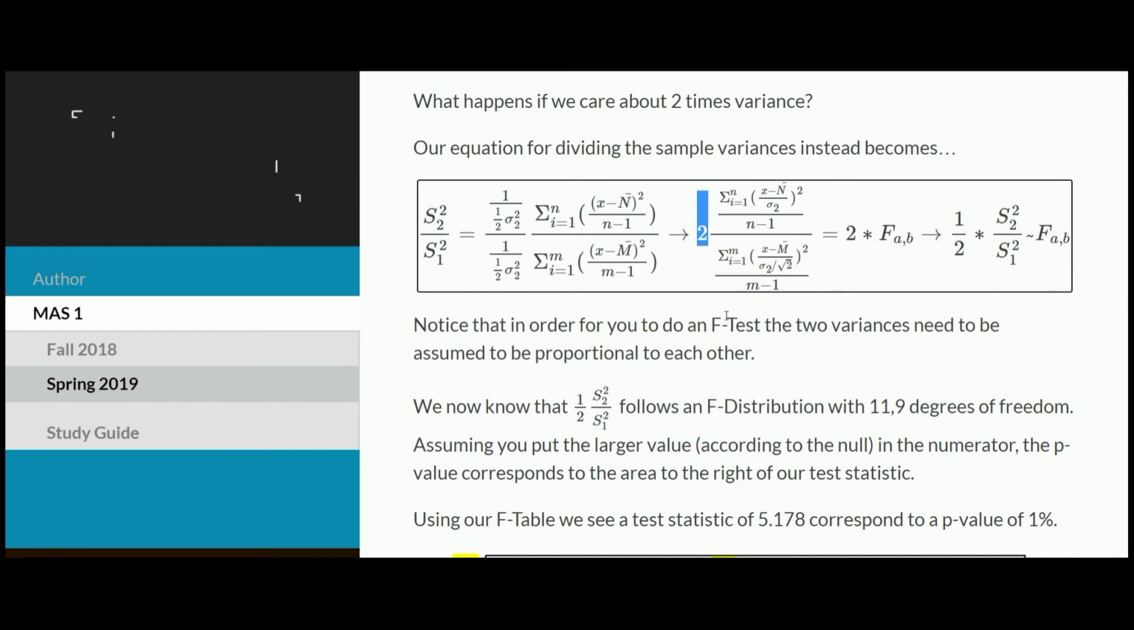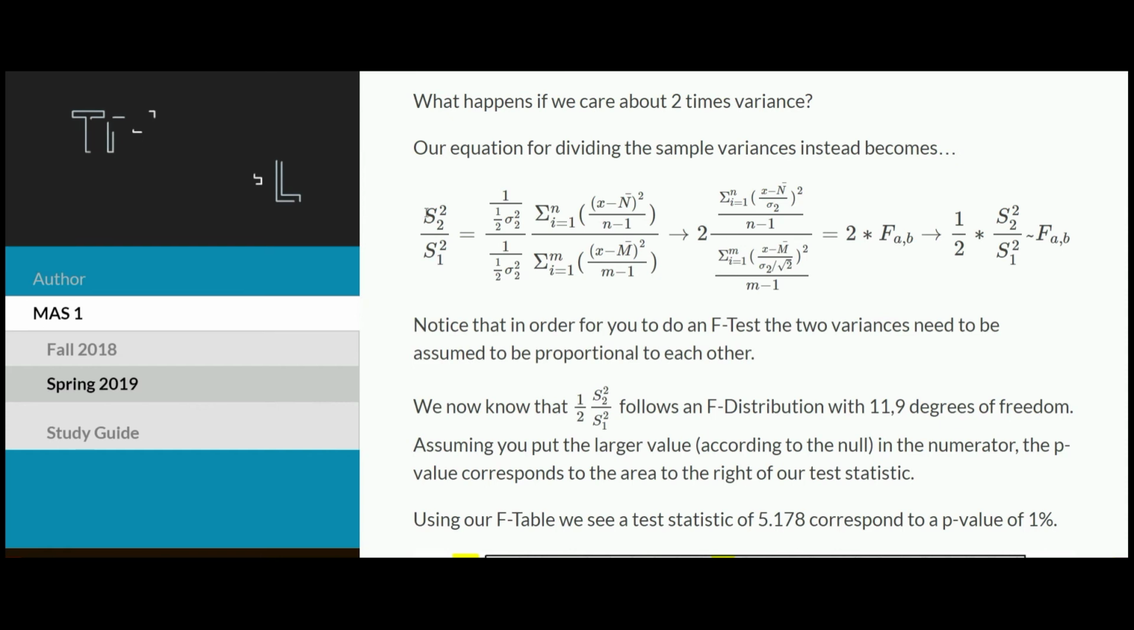So to summarize, we have sigma sub 2 squared divided by sigma sub 1 squared is equivalent to 2 times this thing. And we recognize this now that it's set up with the corresponding standard deviations as just being an F distribution with A and B degrees of freedom.